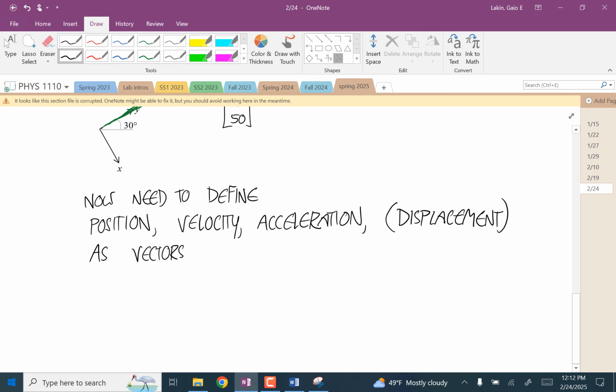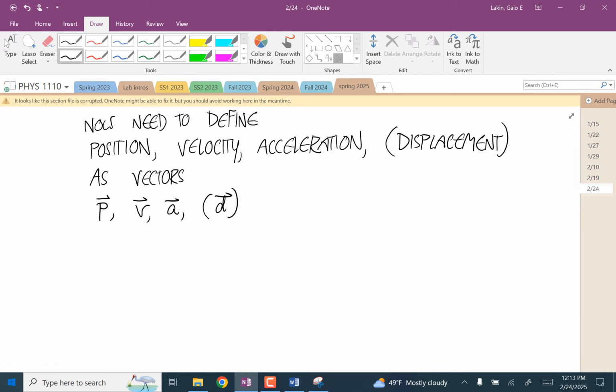So what does it mean when we talk about the position vector, velocity vector, acceleration vector? And when I talk about these, you'll know that I'm talking about a vector because I'll put an arrow over the top. So the position vector, the velocity vector, the acceleration vector, and then if we're talking about displacement, I'll use a lowercase d. So I'll start by defining the position vector.